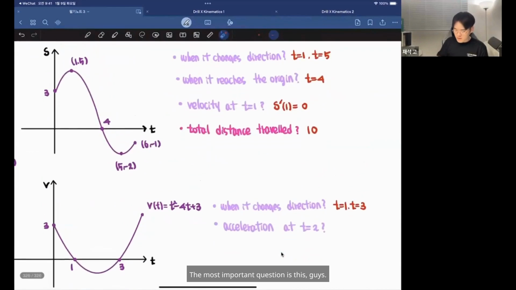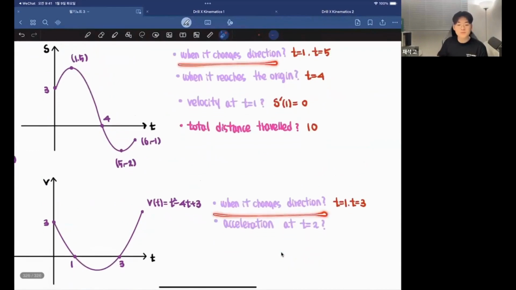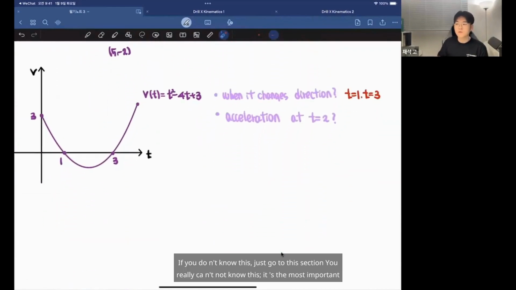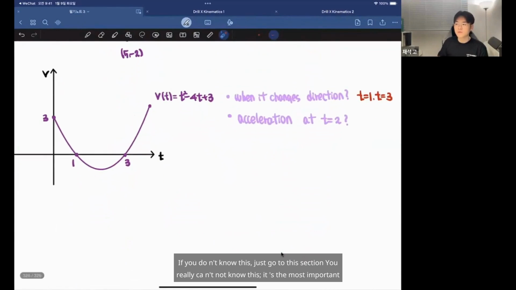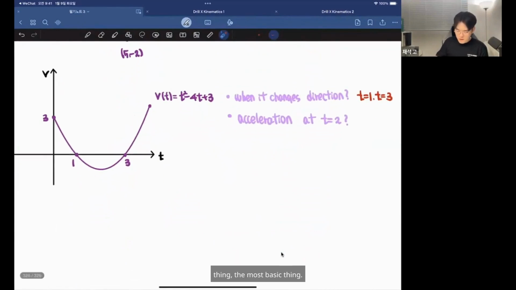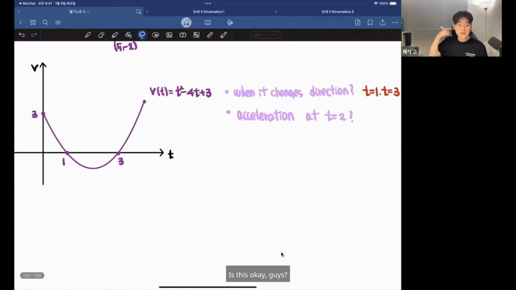Well, okay, the most important question is this, guys. This one, the first one. If you don't know this, just go to this section. You really can't not know this. It's the most important thing, the most basic thing. Is this okay, guys? How do you find the acceleration when t is 2?